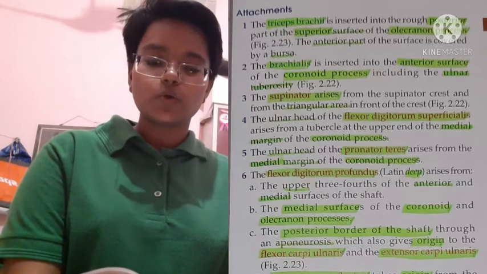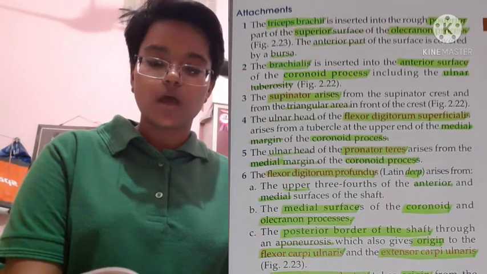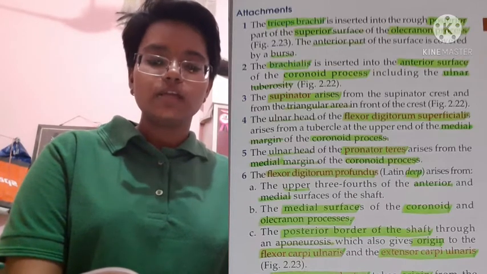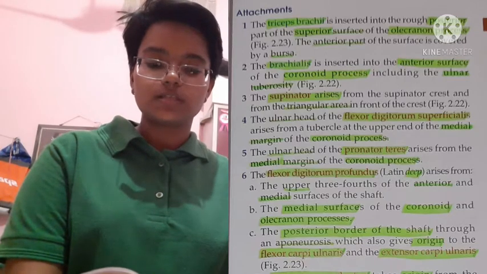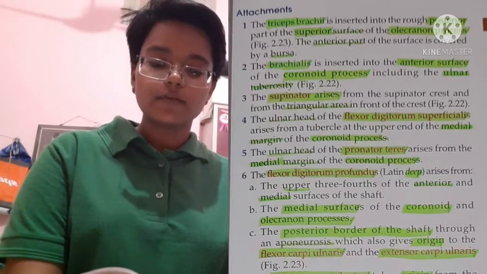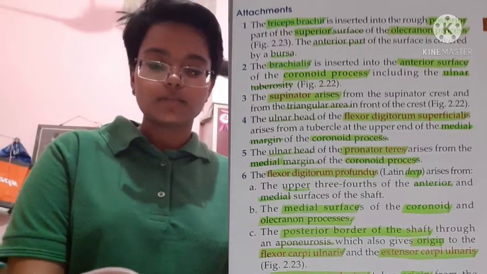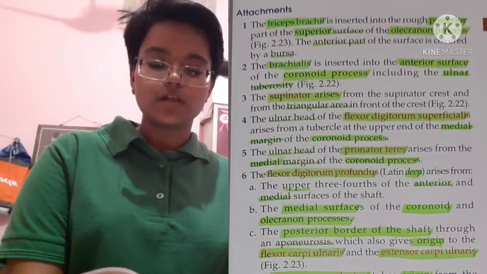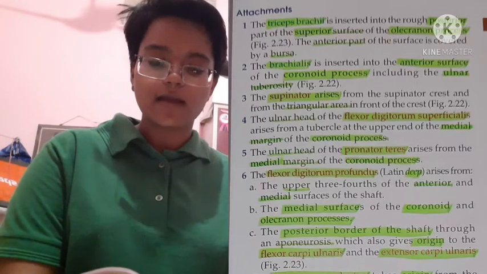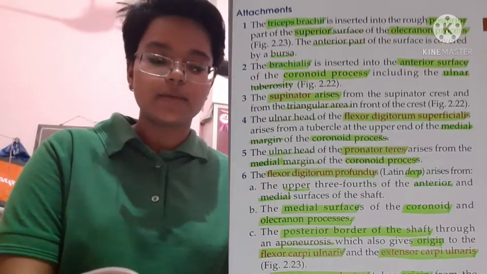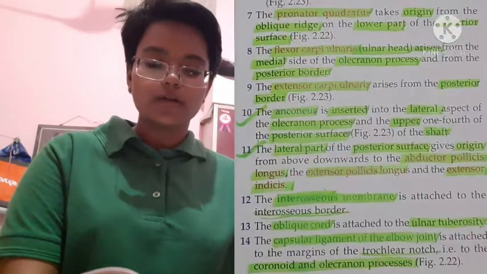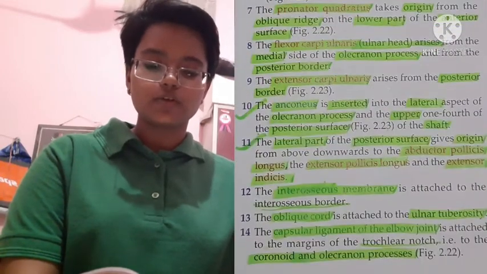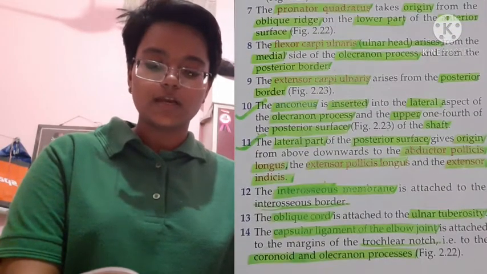The flexor digitorum profundus arises from the upper 3/4 of the anterior and medial surfaces of the shaft, the medial surface of the coronoid and olecranon process, and the posterior border of the shaft through an aponeurosis, which also gives origin to the flexor carpi ulnaris and the extensor carpi ulnaris. The pronator quadratus takes origin from the oblique ridge on the lower part of the anterior surface.